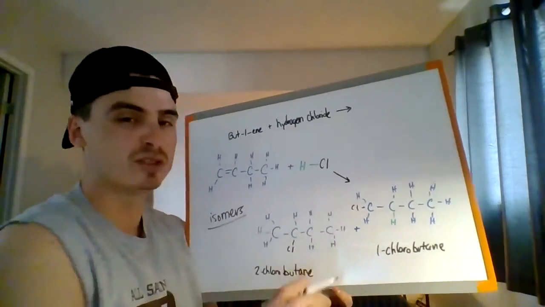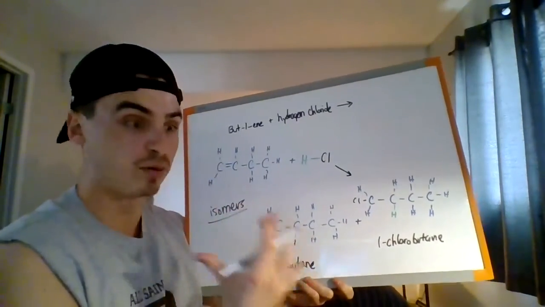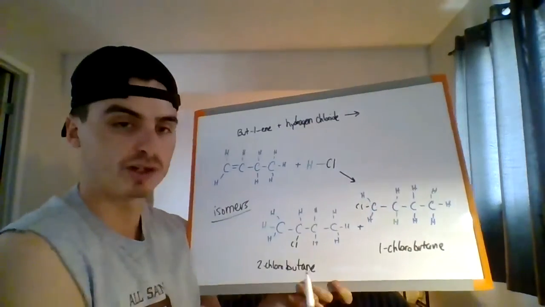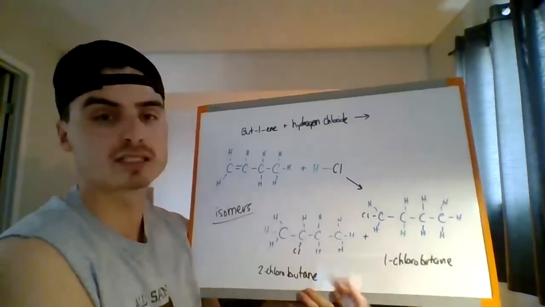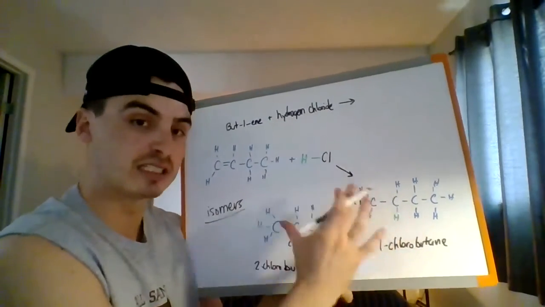And if that happens, you just need to be mindful of that. So when you are drawing all possible products, really make sure that you focus on, okay, where could the chlorine go? Where could the hydrogen go? Does the name change? So take your time and really think about it. Both of these could exist.